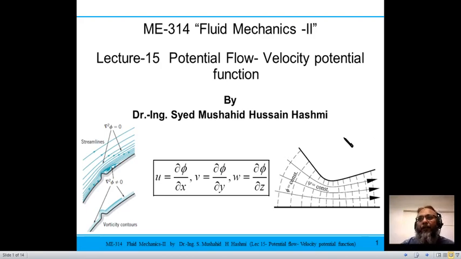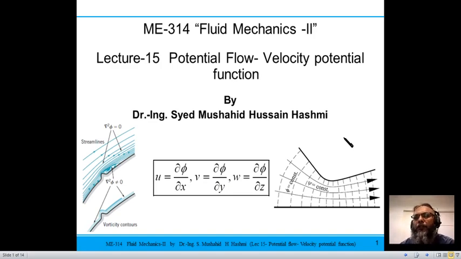Okay, today we have lecture number 15 of the Fluid Mechanics 2 course. ME314 is the course code, and today's topic is potential flow. We are going to start, and we will talk about the velocity potential functions.